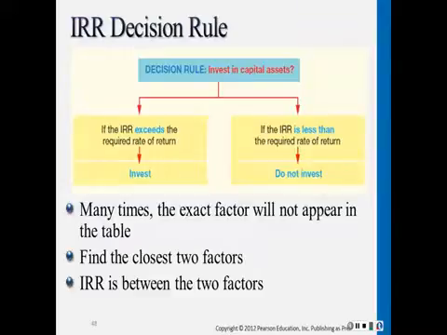Many times the exact factor will not appear in the table. If this happens, say a 4.00 factor, find the closest two factors. 4.00 is found between 3.889 at 14% and 4.111 at 12%. Therefore, the internal rate of return must be somewhere between 12% and 14%.